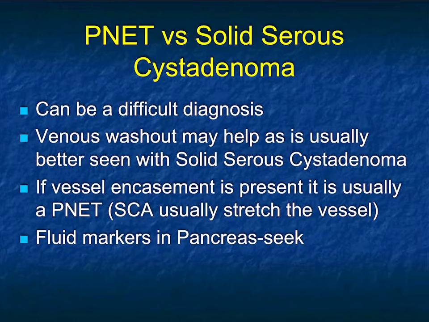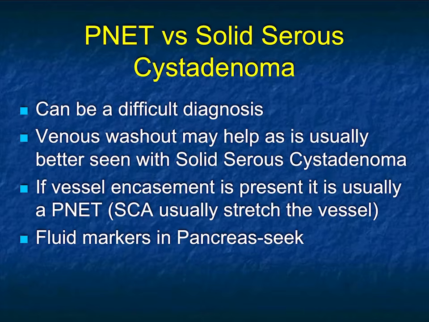Now, I mentioned solid serous cystadenomas before and how they can look very much like neuroendocrine tumors. Both of them can wash out, but usually the serous cystadenoma washes out much more. Neuroendocrine tumors wash out, but they're still very vascular and venous. The solid serous cystadenomas typically wash out substantially, okay?